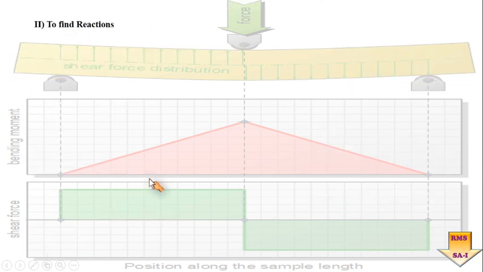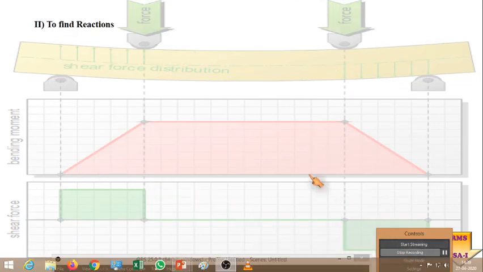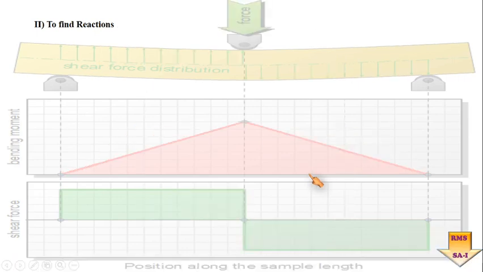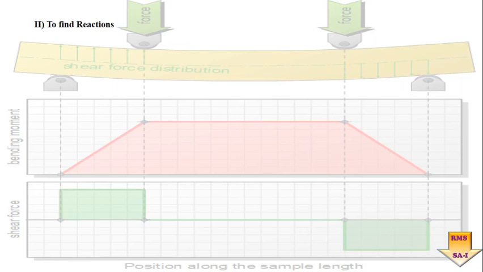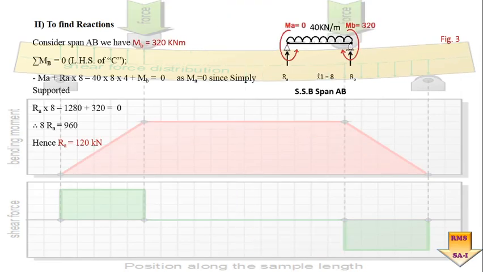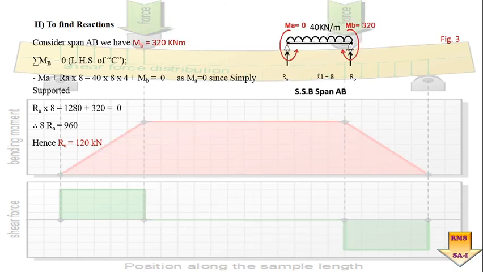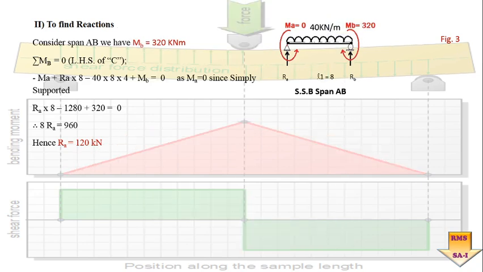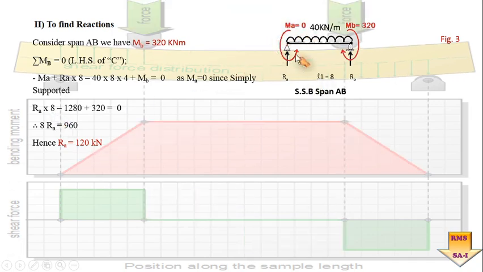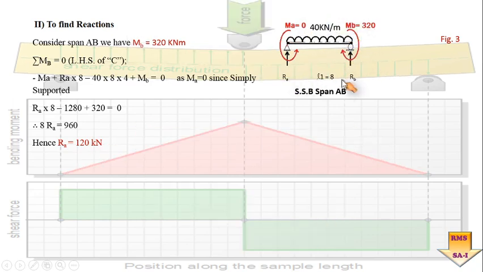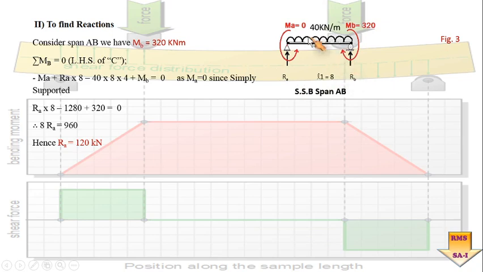Now moving ahead, second job. Let us see now how the reactions are to be found out. For that particular case, I am going to consider only the first span from A to B. So here you can see span AB is being shown, and every parameter known to us is being shown. What we know and what we don't know are all shown here. MA is already equal to 0, MB we have already found out equal to 320, length is 8, RA and RB. We are interested in finding out RA and RB in this particular step.